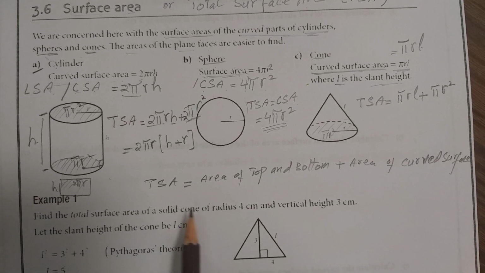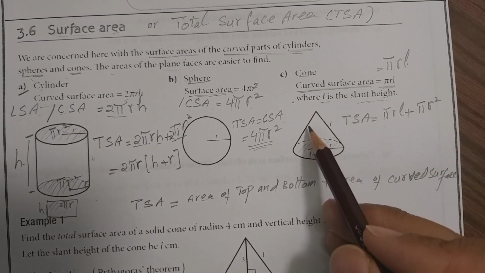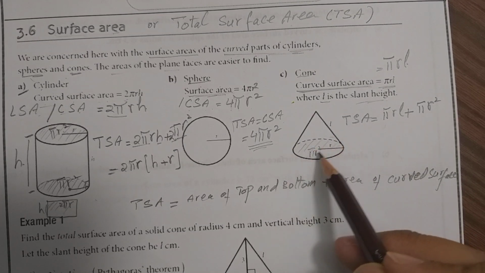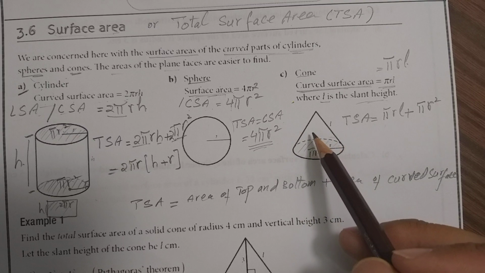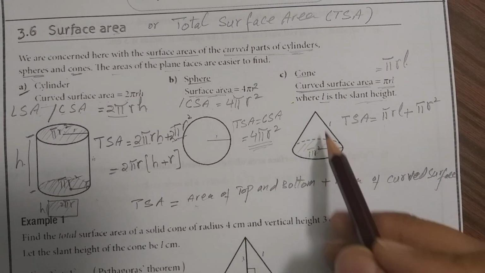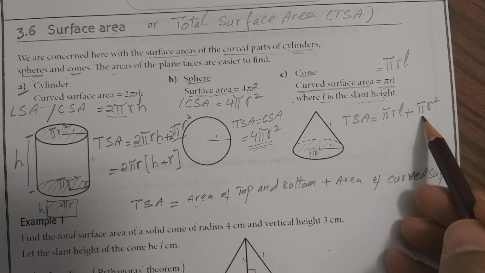So this is called the total area. This is the curved part, and this is the surface area of the curved surface. Sorry, the area of bottom and top, but there is no top, so only the bottom is taken. That's why we take one circle.